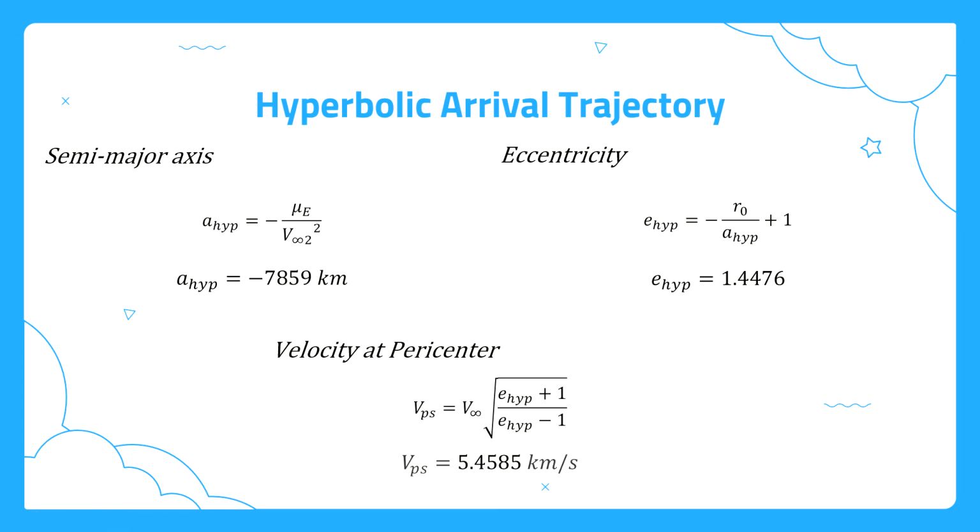We can calculate the parameters of the hyperbolic arrival trajectory here: the semi-major axis, eccentricity, and velocity at pericenter. The semi-major axis, using this equation, is obtained at negative 7,859 km, while the eccentricity is 1.4476 and the velocity at pericenter is 5.4585 km per second.